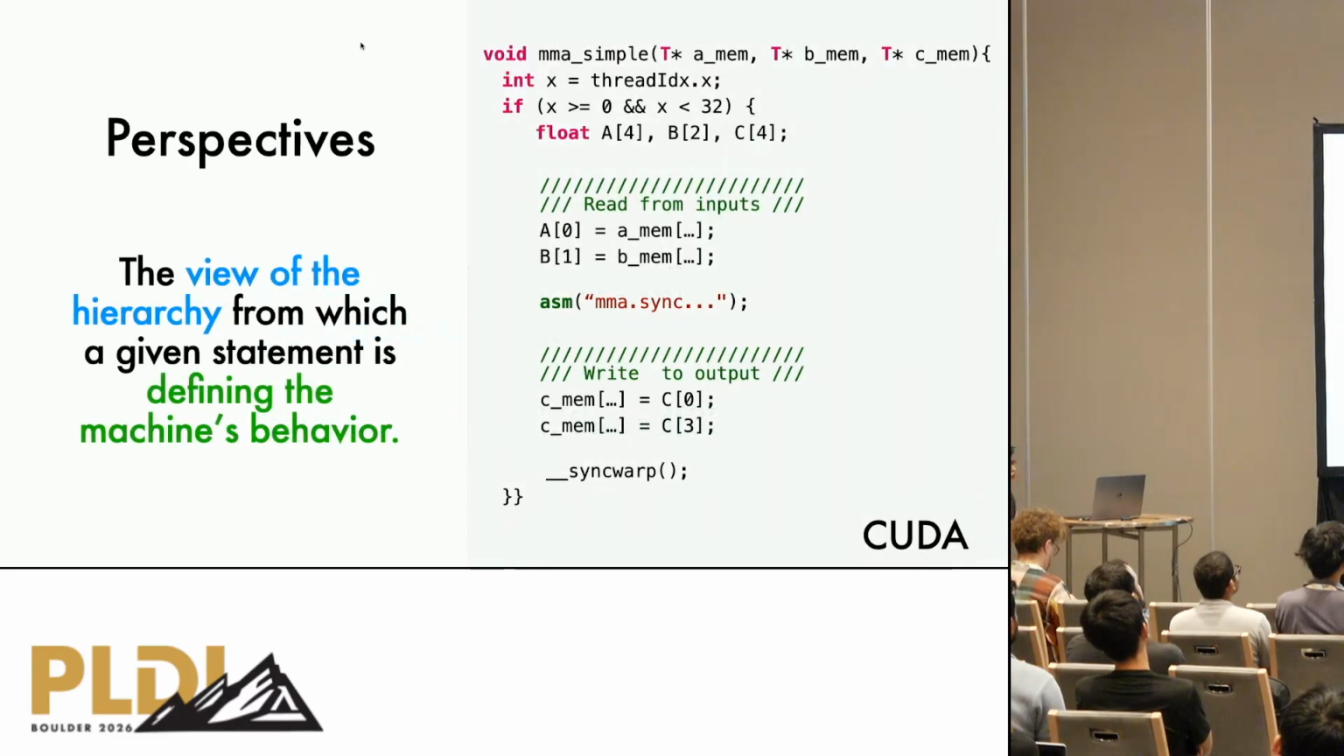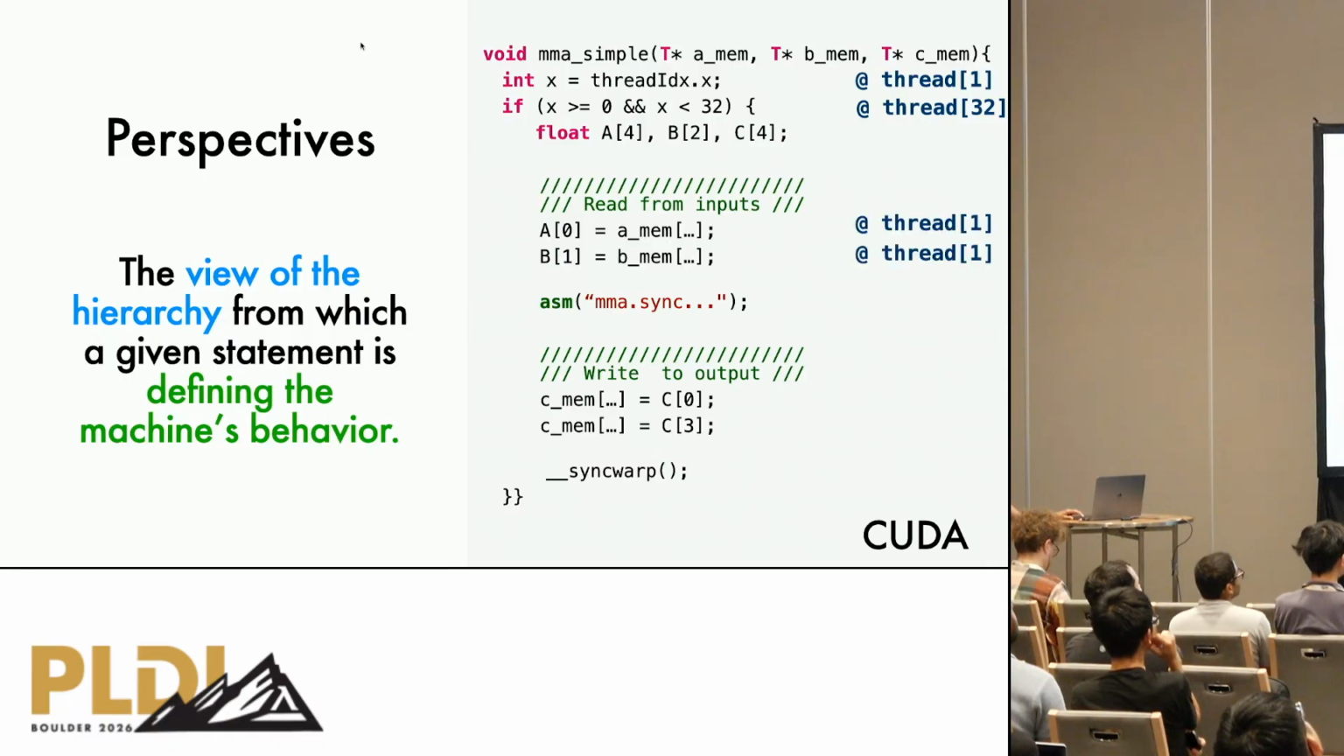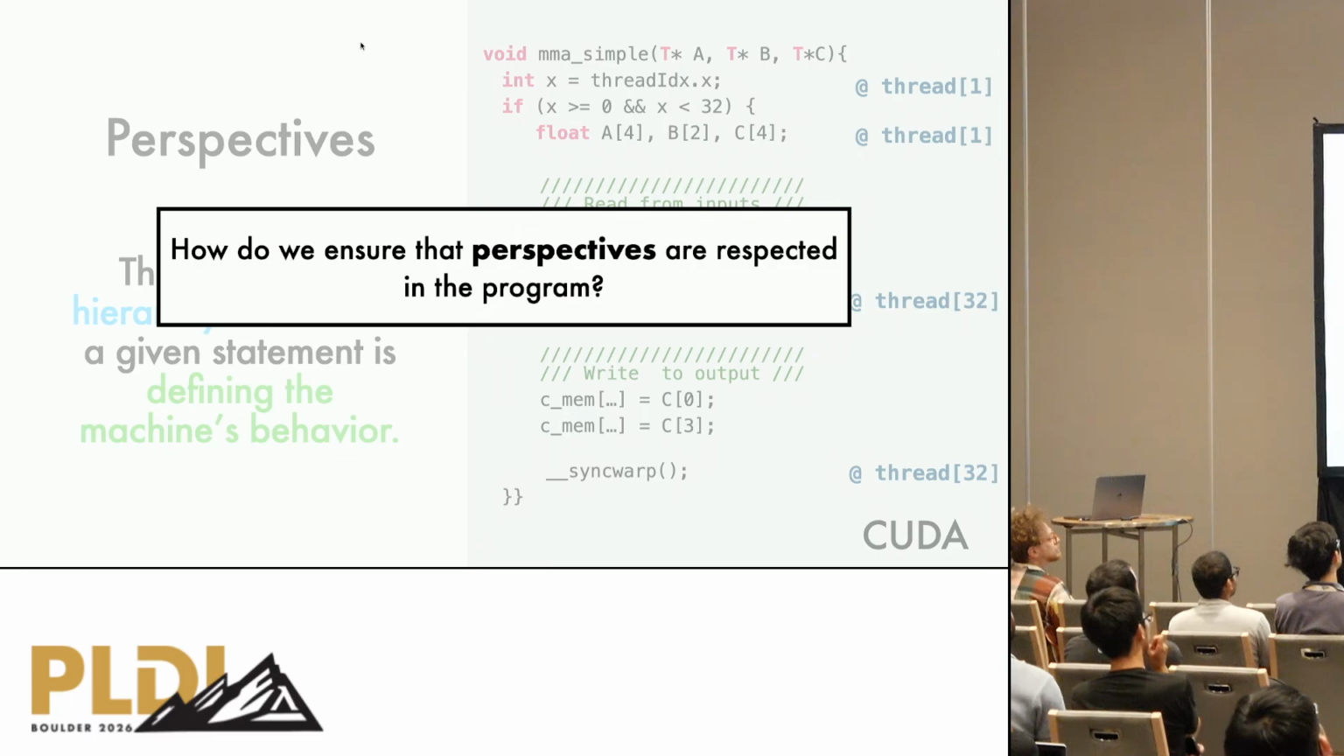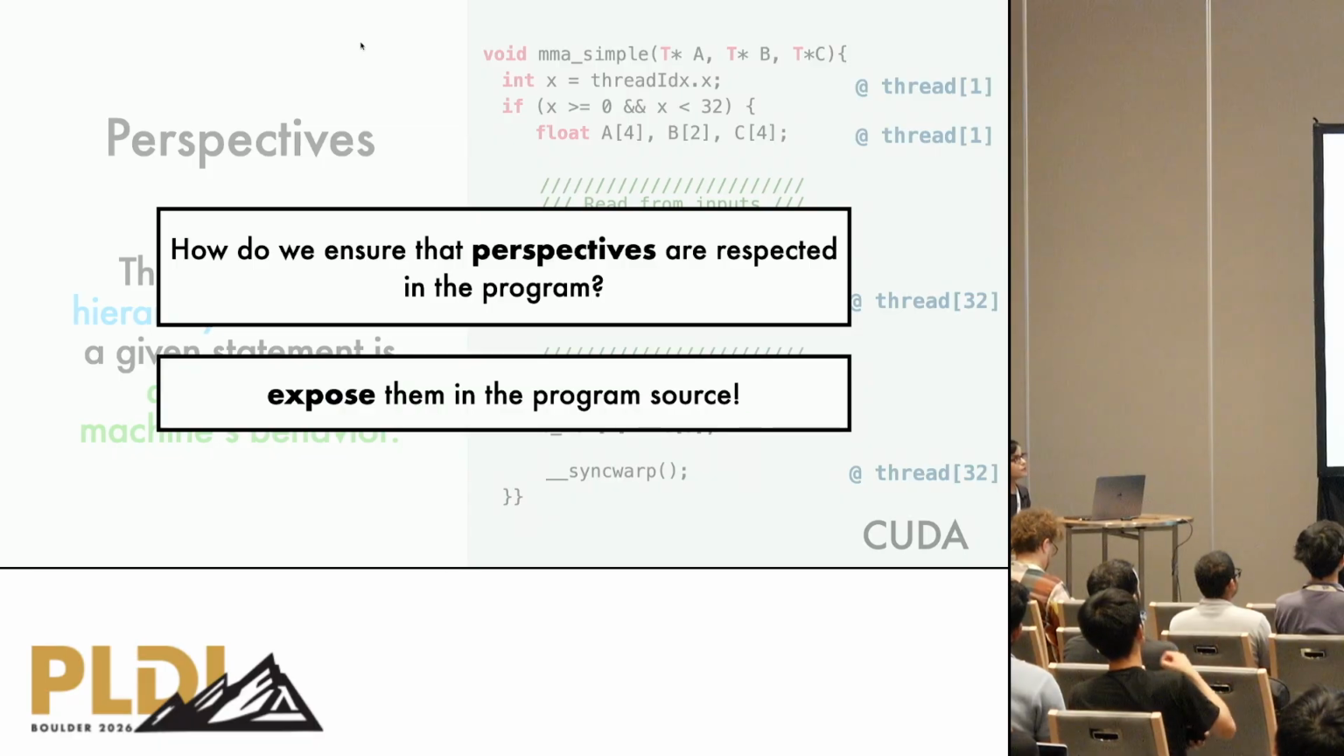So if we go back to the original program now, we can annotate this program with the perspectives: a thread 1 perspective statement, the thread 32 perspective if statement, thread 1 loads, thread 32 tensor core invocation, thread 1 stores, and thread 32 sync warp. Now the question that is really important for us to answer is, how do we actually ensure that the perspectives we've annotated in the program are respected? And for this, Prism exposes them in the program source.